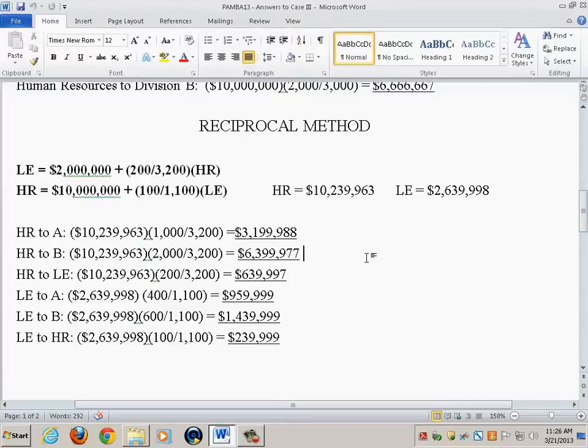Yeah, the 239,963, the 10 million component is what human resources started with, its own cost. The additional 239,963 is what was allocated, the cost that was allocated to it by legal. And that reflects the cost of the legal services that it consumed. So that's the rationale here. Good question. Any other questions?